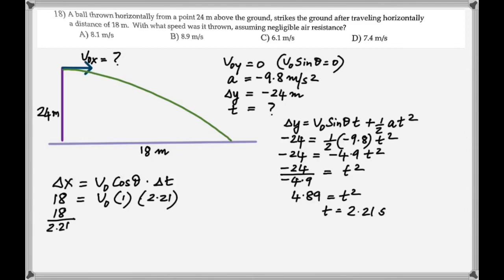So we plugged in the time, which is 2.21. We know that the delta x is 18. Do the math. You're going to get V0 as 8.13 meters per second, which is 8.1 meters per second. I hope that makes sense. So see what we did. We used the vertical displacement to find the time, and then used that time with the horizontal displacement to find the horizontal velocity. All right, let's move on to the second one.